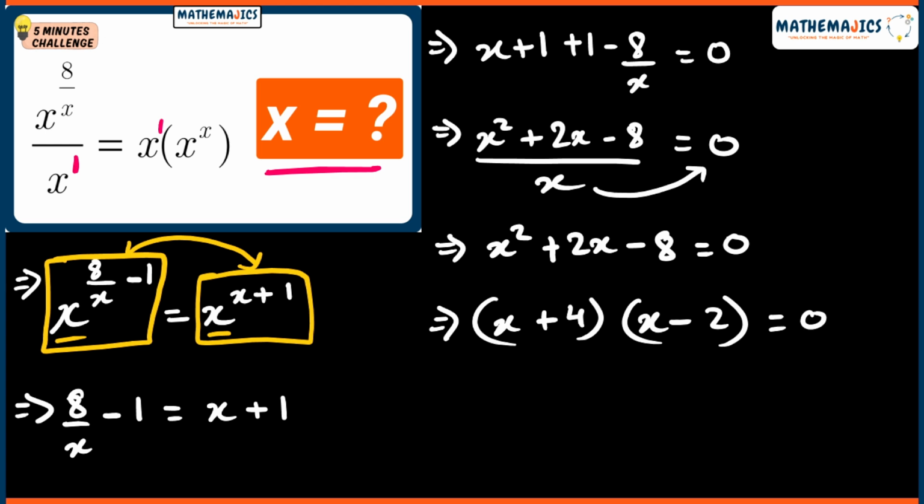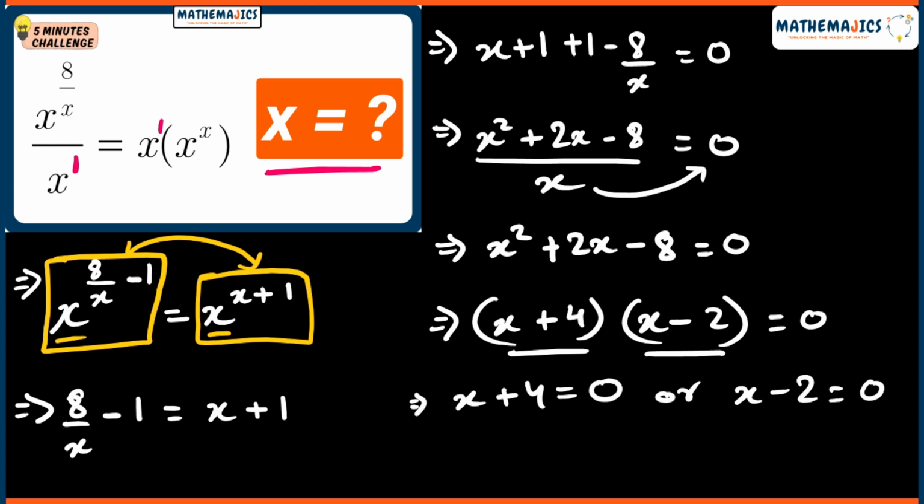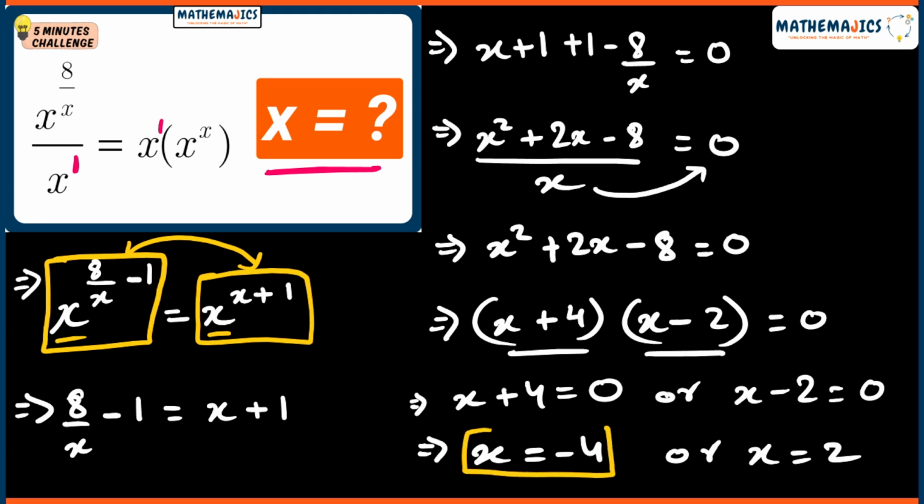We are multiplying two brackets and we are getting 0. That means either the left bracket is 0 or the right bracket is 0. So that's why we'll get x plus 4 is equal to 0 or x minus 2 is equal to 0. If we solve this further, we will get x equals negative 4 or x is equal to 2. So we have two values of x from this equation. x is equal to 2 or x is equal to negative 4.